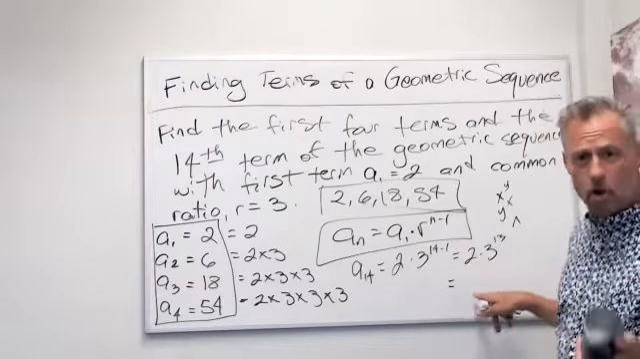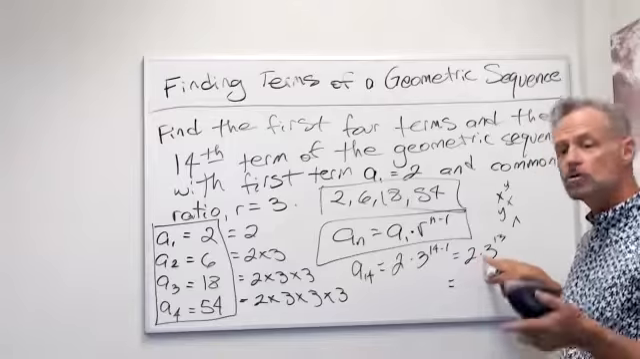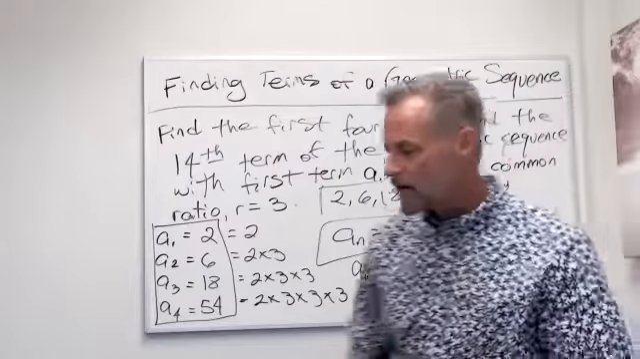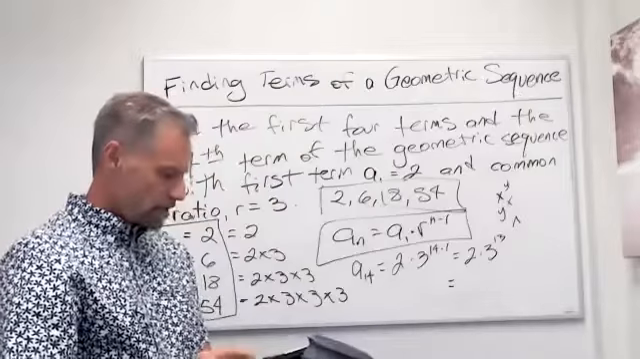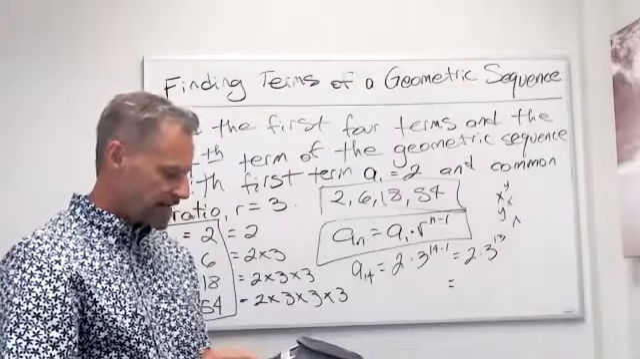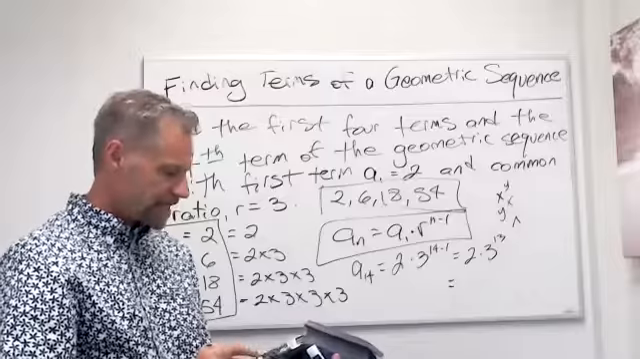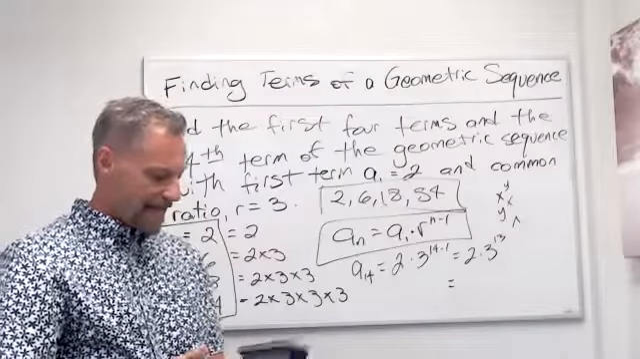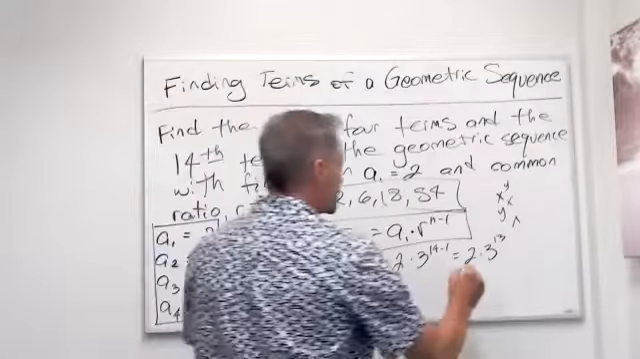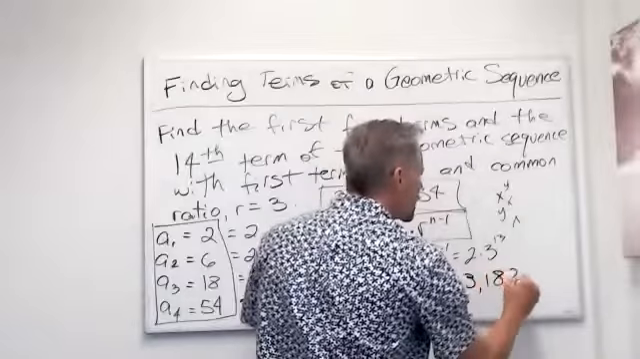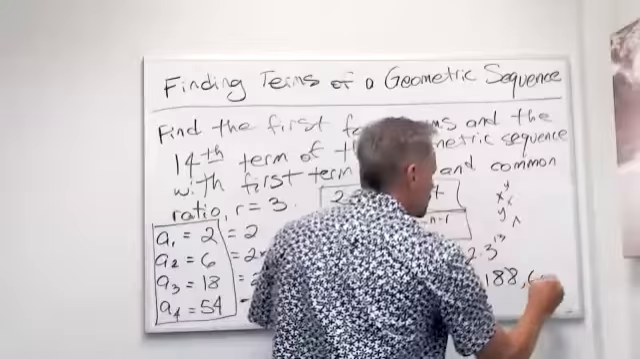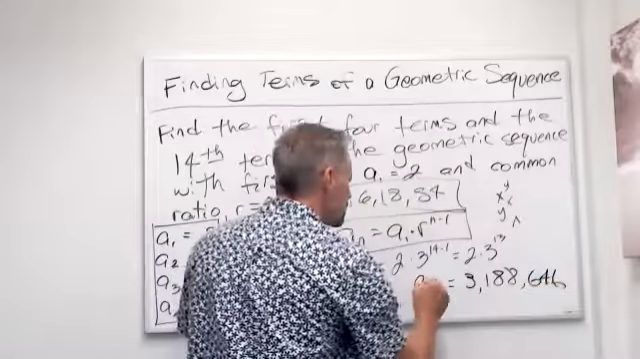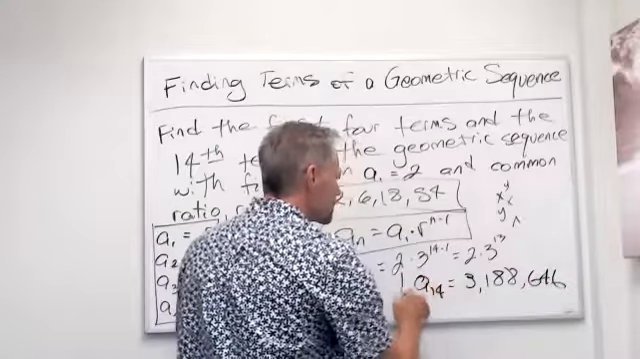But calculators know order of operations. So you can just take 2 times 3 to the 13th power. And that's what I'm going to do right here. I've got my calculator handy. 2 times 3 raised to the power 13 equals, and I get 3,188,646. And that was my 14th term.